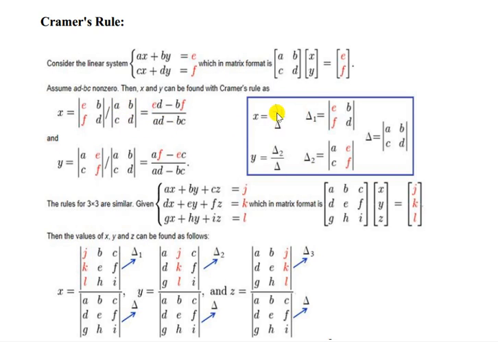And to find out determinant delta 1, for x, in the first column we have to replace it by the constant term. So instead of AB, we have to write EF and BD, divided by the determinant, and you will get x. To find out y, we have to replace the second column by the constant term. Okay, this is for two equations.